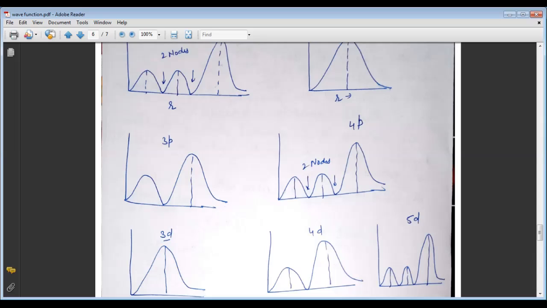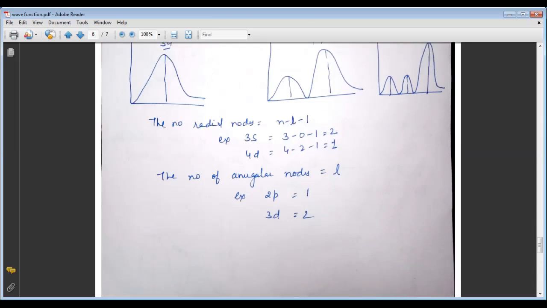In view of the discussion, it may be noted that the number of nodes in any ns or np orbital is n minus l minus 1. This is the basic formula by which we can calculate the number of radial nodes.